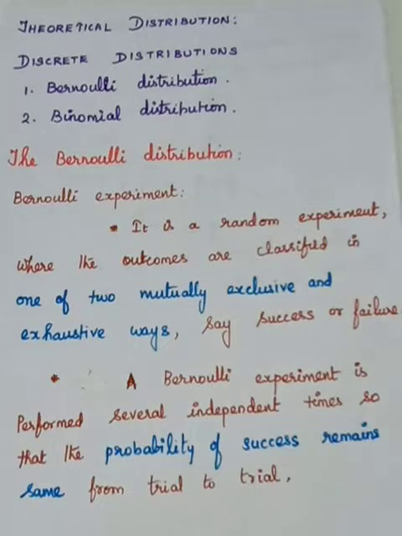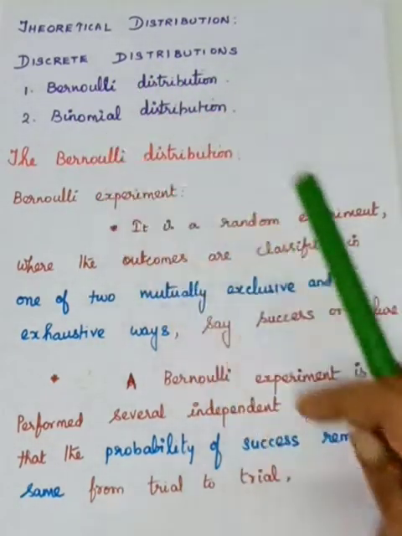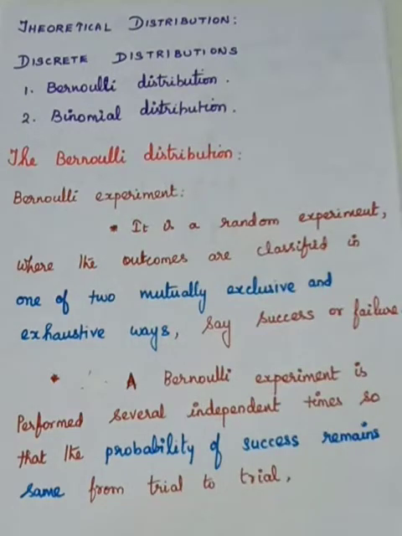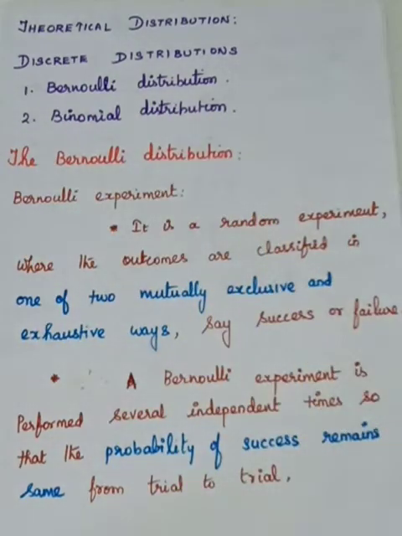So there are four special cases in discrete theoretical distributions. So we are going to see the two. One is Bernoulli distribution, another one is binomial distribution. Okay, we'll move to Bernoulli distribution. Before knowing Bernoulli distribution, you should know what is Bernoulli experiment.